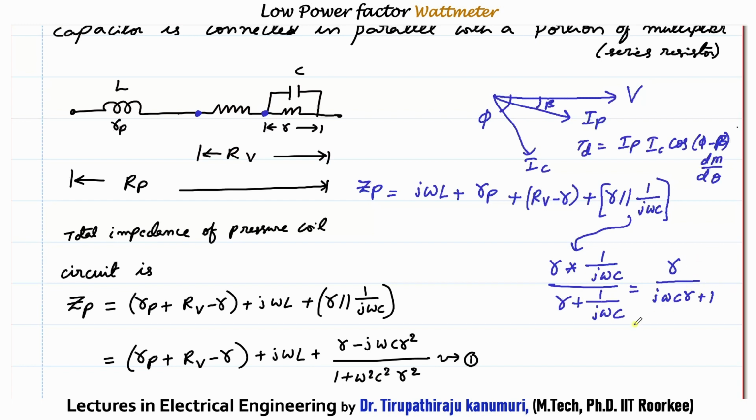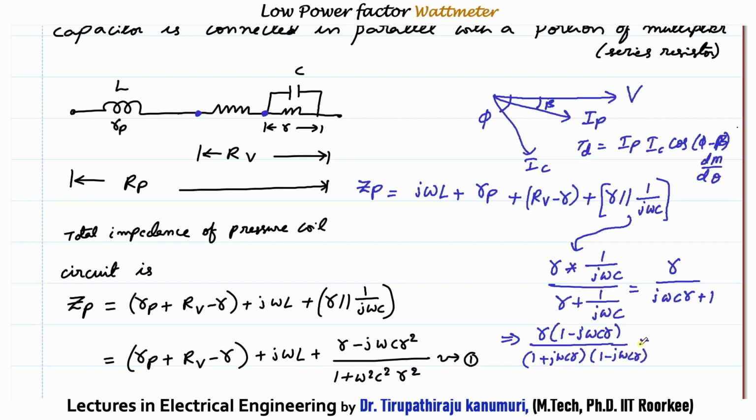So what I am doing, I am multiplying and dividing the numerator and denominator with 1 minus j omega CR, because I want to remove the imaginary term in the denominator. So 1 minus j omega CR in the numerator. The denominator, 1 plus j omega CR, I am multiplying with 1 minus j omega CR.